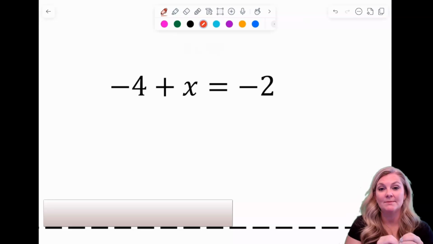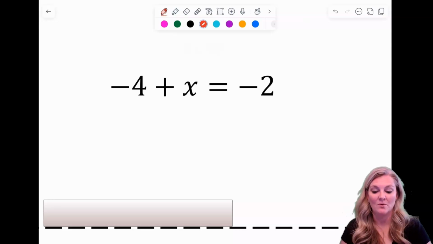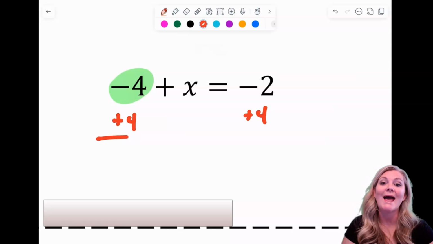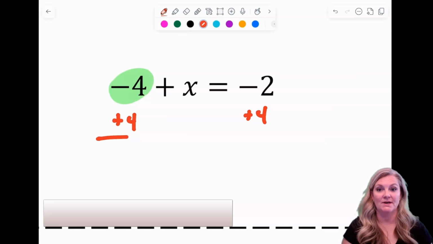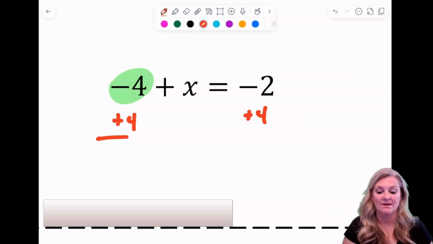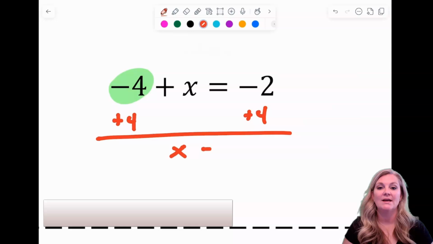What is happening on the same side of the x is a negative 4. How do I cancel out a negative 4? I'm going to add 4 to both sides. Negative 4 plus 4 is going to give me the 0 that I need. So I have x equals, and negative 2 plus 4 is a positive 2.